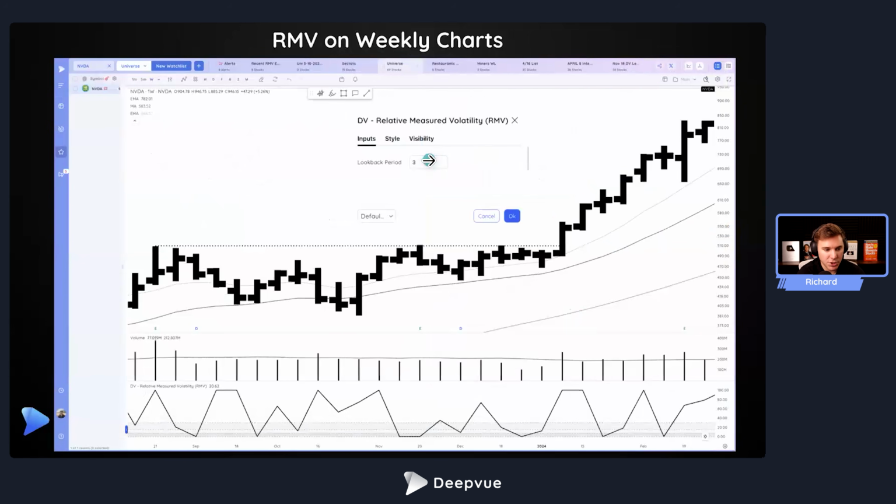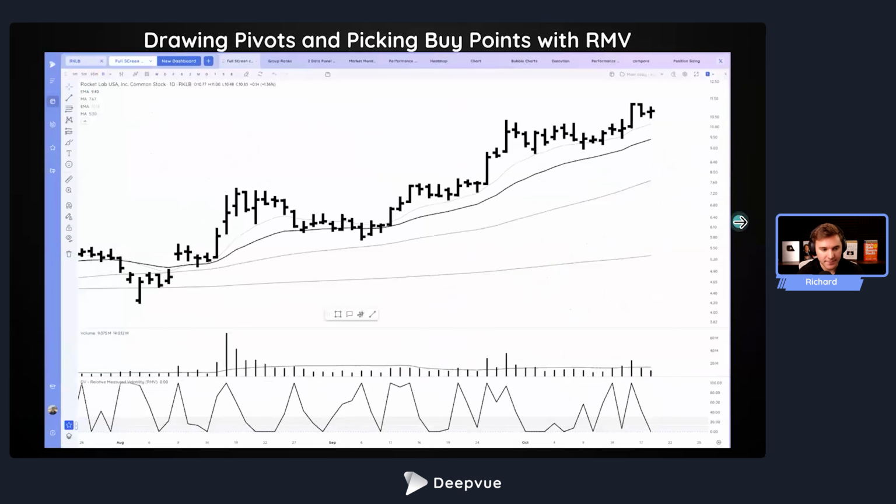Here's an example of weekly charts. I like using a lookback period of 3 or 5 on weekly charts. This is Nvidia before the nice breakout earlier this year. Another great example of how RMV on a weekly can help you spot, if you're a position trader, the bigger moves. RMV went to 0 right here. It formed this tight area right before the breakout, and RMV with a lookback of 3 can help you find that.